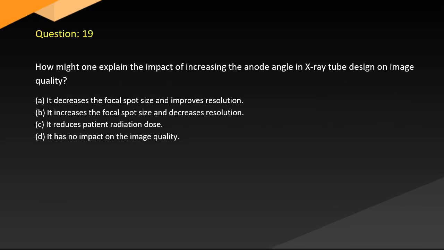Question 19. How might one explain the impact of increasing the anode angle in X-ray tube design on image quality? A. It decreases the focal spot size and improves resolution. B. It increases the focal spot size and decreases resolution. C. It reduces patient radiation dose. D. It has no impact on the image quality.